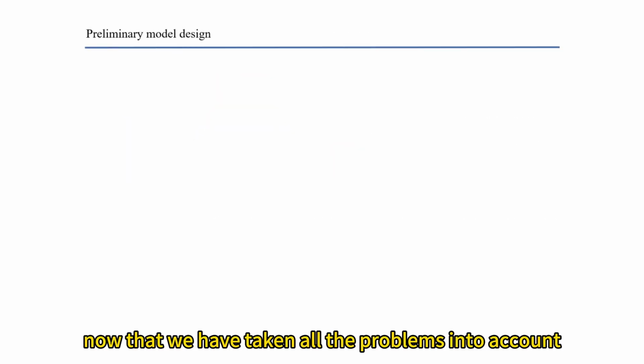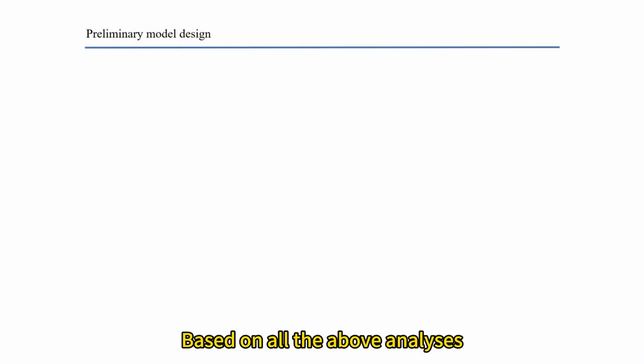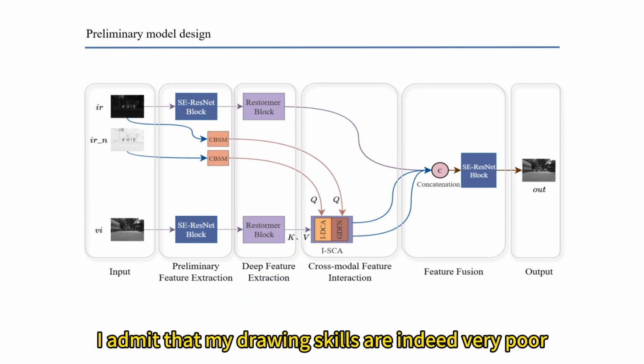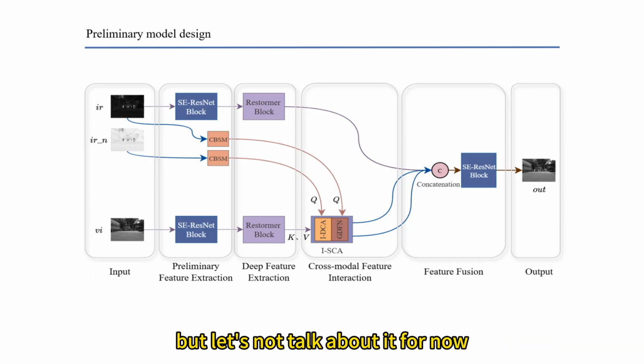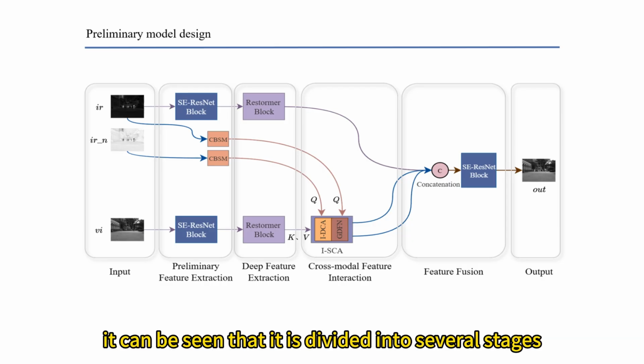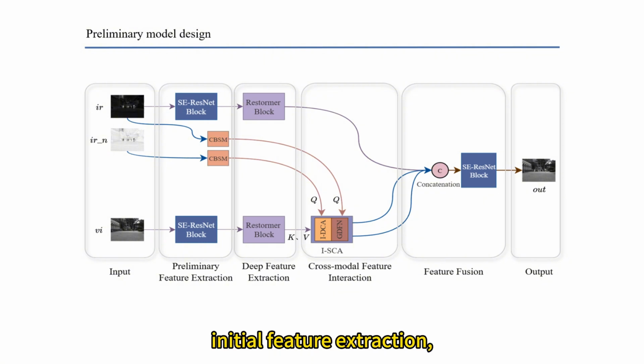Now that we have taken all the problems into account and provided corresponding solutions, based on all the above analyses, we have designed the following model. Okay, I admit that my drawing skills are indeed very poor, but let's not talk about it for now. Let's first introduce its composition. It can be seen that it is divided into several stages, such as input, initial feature extraction, deep feature extraction, cross-modal feature interaction, feature fusion, and output.